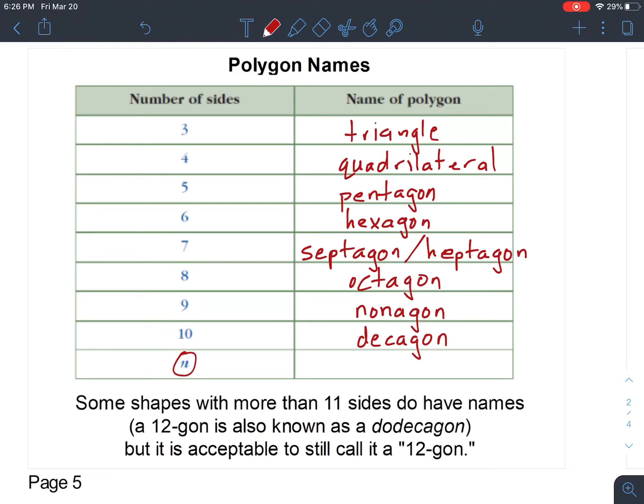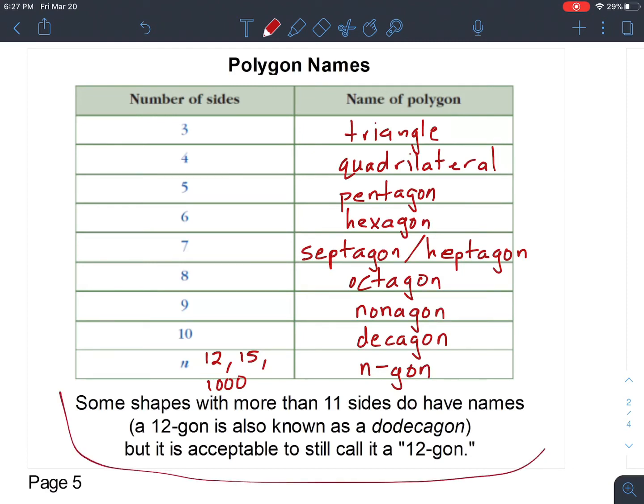Now, this last one then might be a little confusing. It says n. Now, n represents any number. So it could be a 12, it could be a 15, it could be a 1,000. It doesn't matter. It could be any number. When we have more than 10 sides, we typically then just call it an n-gon.